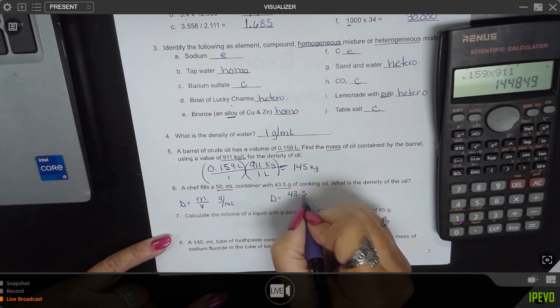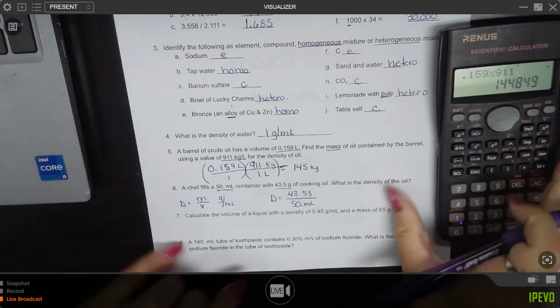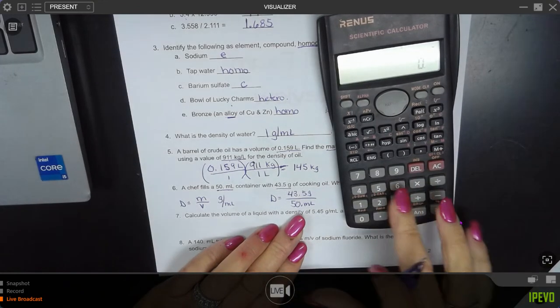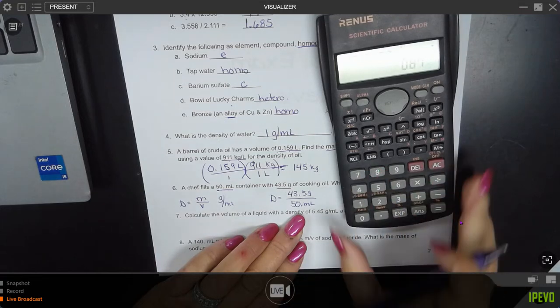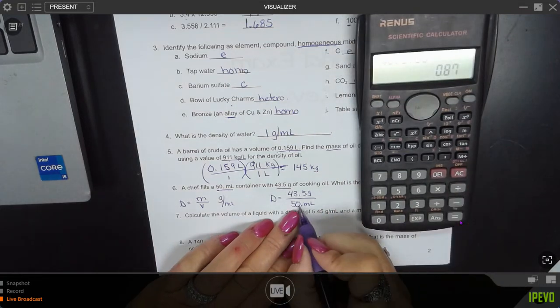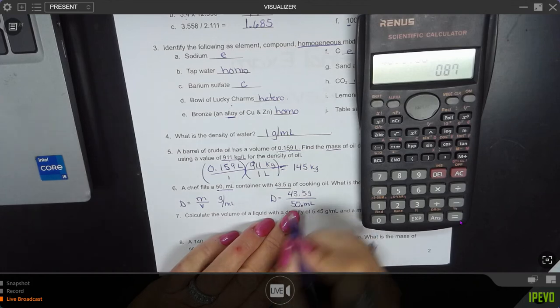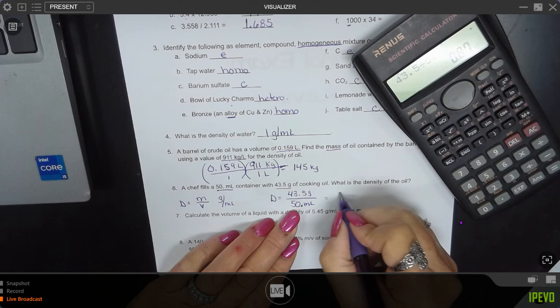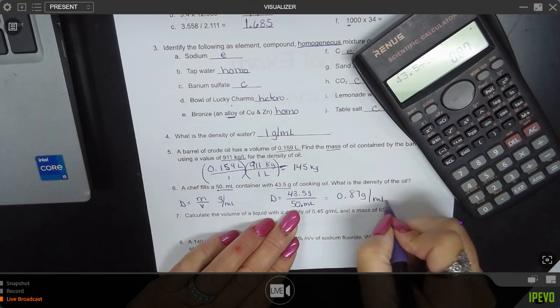So this would be density is 43.5 grams over 50 milliliters. So 43.5 divided by 50 is 0.87. We can have two digits because this number has a decimal after it. So our density is going to be 0.87 grams per 1 milliliter.